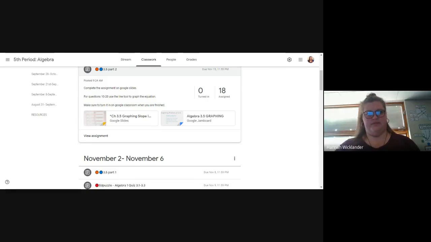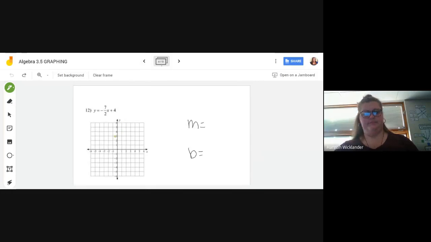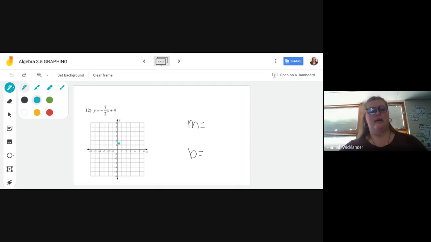So then there's 10 problems for that, and they're all on here. Oops, I wasn't sharing that slide. I'm sorry. So it'll look like this. You'll use the pen tool up here in the upper left. Choose whatever color you would like. Plot your points, connect the dots. Right here, you'll put your M and your B, your slope and your y-intercept. And that is all for today's assignment.